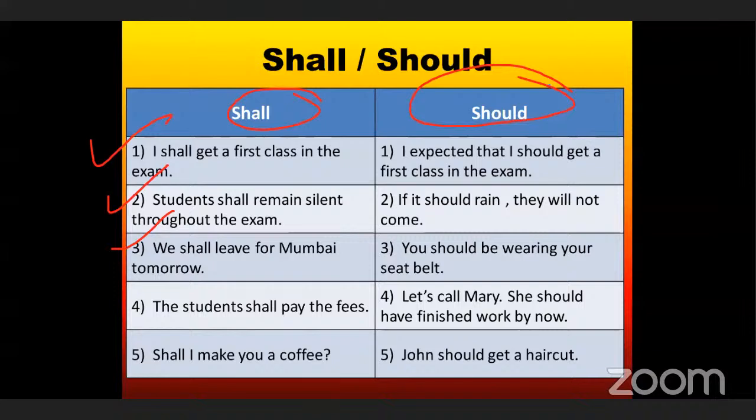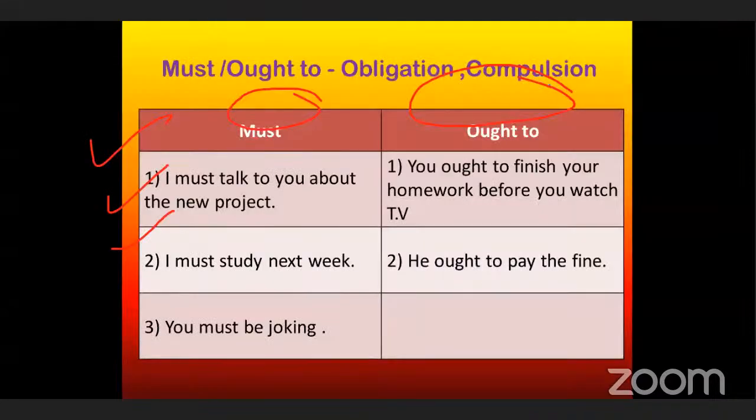So here we have completed the modal auxiliaries shall and should. We use shall at the time of futurity, command, promise, obligation, offer, advice or suggestion. We use the modal auxiliary should when it indicates past form, belief, obligation, probability, advice or suggestion. Let's discuss the next modal auxiliary. The next modal auxiliary is must or ought to.